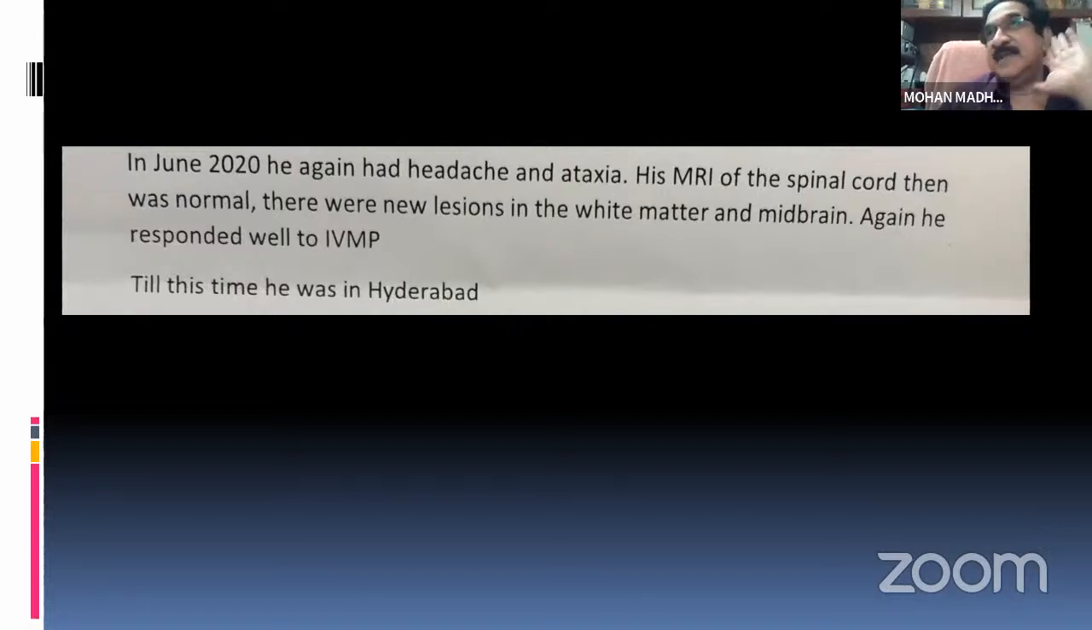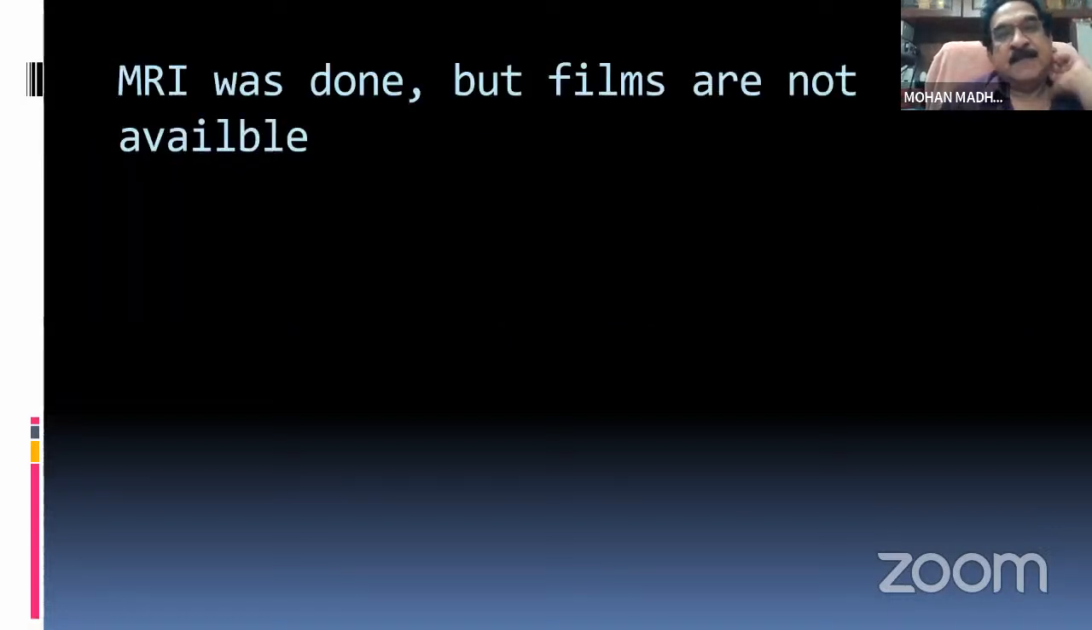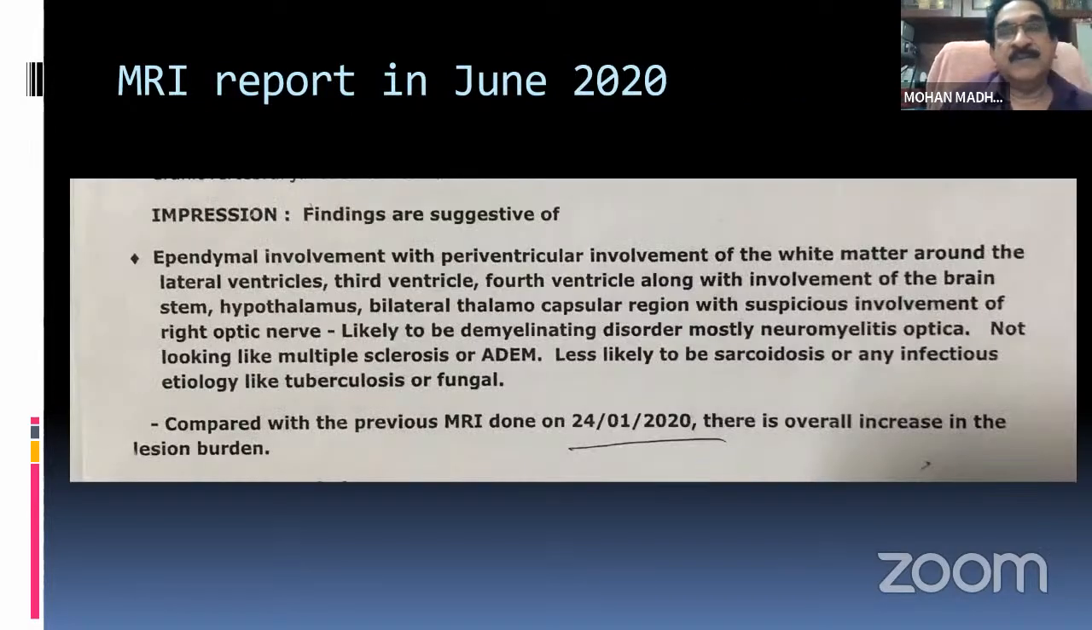So till this time, he was in Hyderabad. At that time, MRI was done, but the films are not available. So the report says there is extensive involvement with periventricular involvement of white matter around the lateral ventricle, third ventricle, fourth ventricle, along with involvement in the brainstem, hypothalamus, bilateral thalamic capsular region, with suspicious involvement in the right optic nerve. They claim it to be a demyelinating disorder, mostly neuromyelitis optica. Not looking like multiple sclerosis or ADEM, less likely to be sarcoidosis or infectious etiology like tuberculosis and fungi.